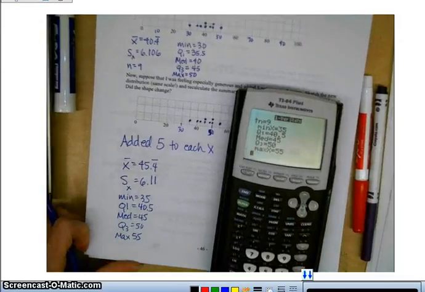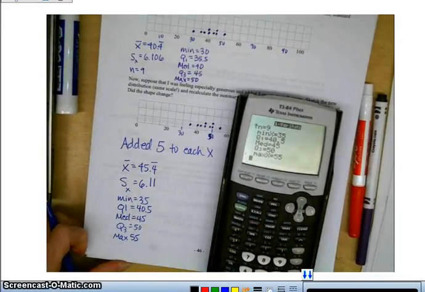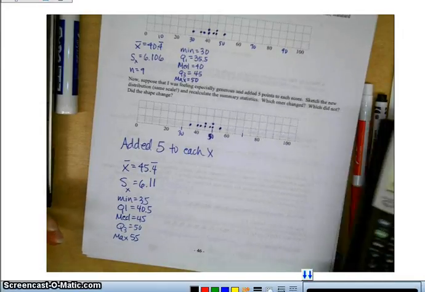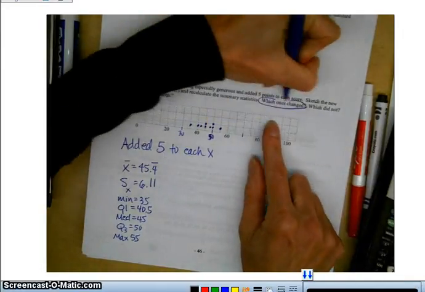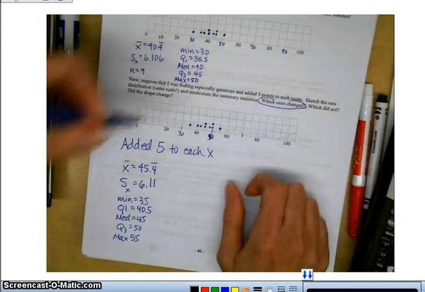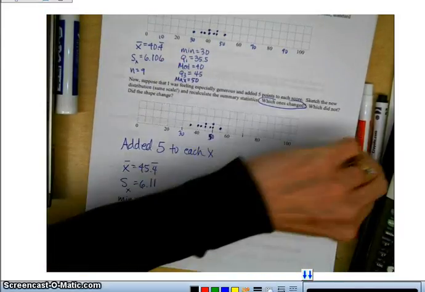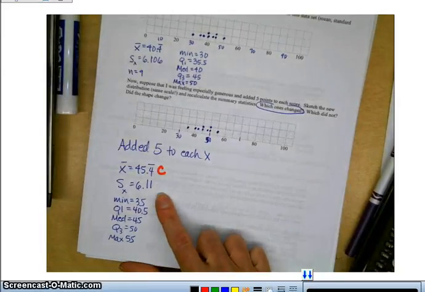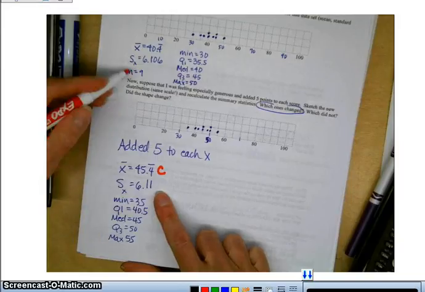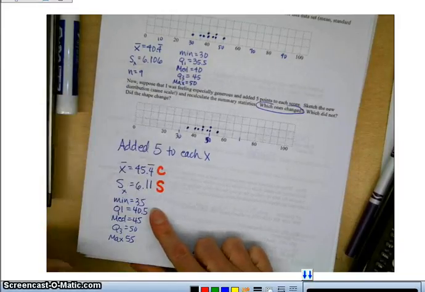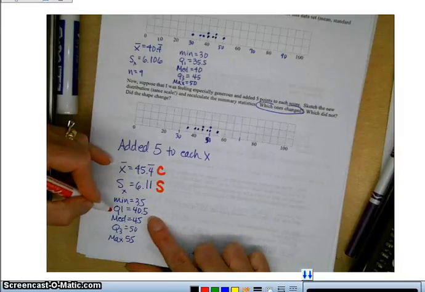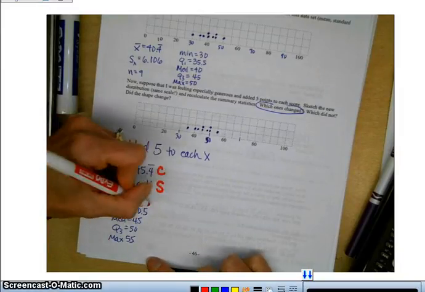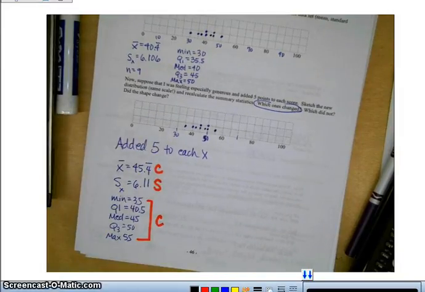Alright, so if we just want to compare these values that we have, I want you to be aware of this. Which summary statistics changed? So we're going to put a C by changed. Okay, so this one changed. Did the standard deviation change? Actually, no, it didn't. I just rounded differently. So this one stayed the same, S for the same. The minimum changed. Every one of these changed. So the only thing that did not change was the standard deviation.